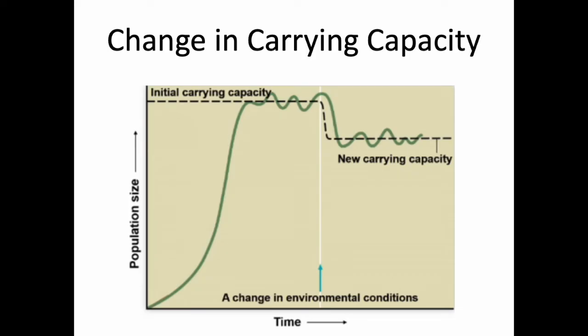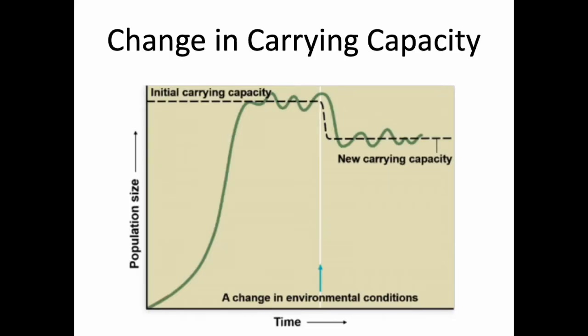So here's just a generic graph of, yep, there's our logistic growth, there's our carrying capacity, something changes in the environment, now there's not as much resources available as there was before, new carrying capacity, and it's going to continue on from there. So yeah, this is the ceiling, but it is something that can change.